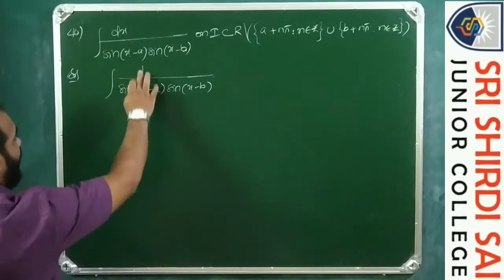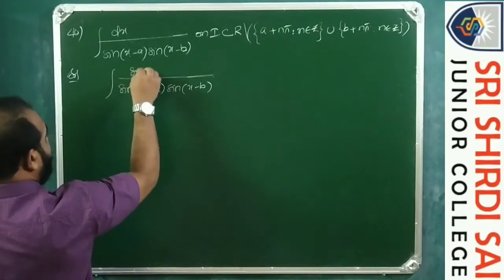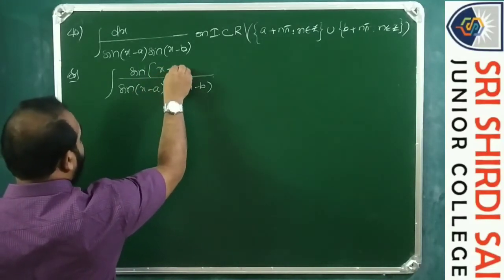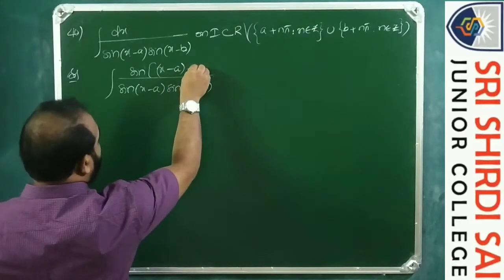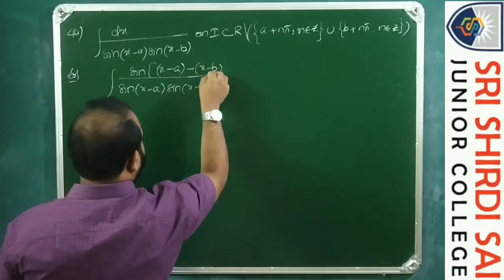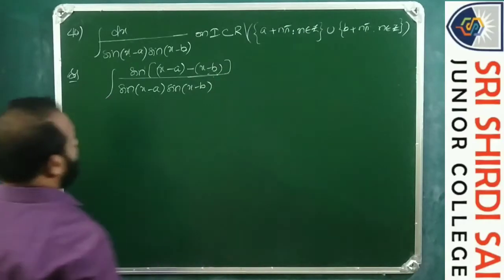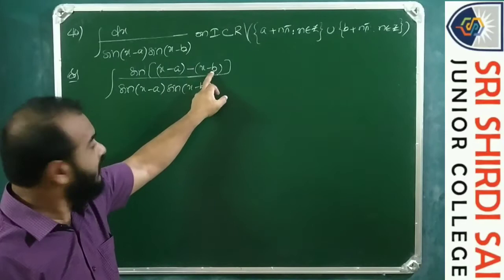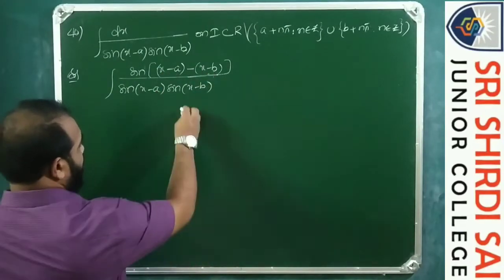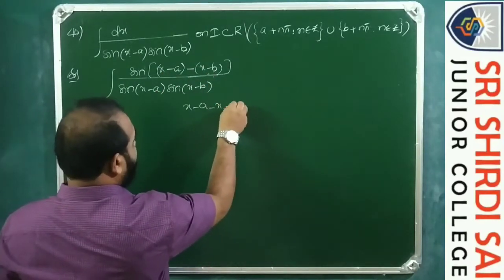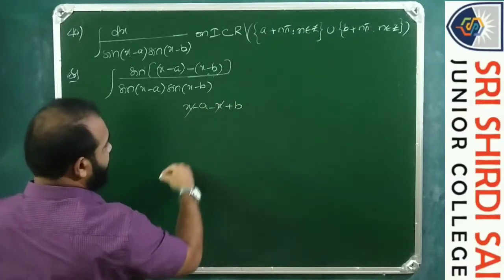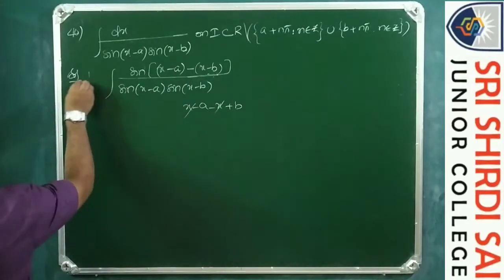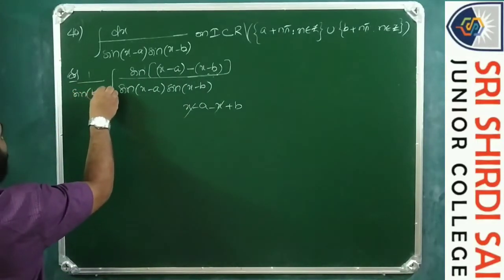Here what we are doing is sin of (x minus a) minus (x minus b). So this gives sin of (x minus a) minus (x minus b), so x minus a minus x plus b. x gets cancelled, so b minus a. So what is this? sin(b minus a). With that, let us divide by sin(b minus a).